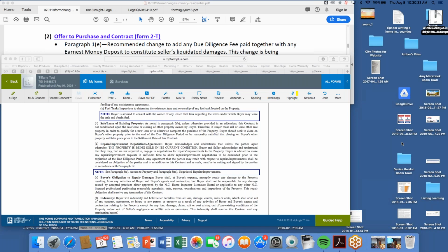There could be scenarios where it does make sense if there's enough money involved in giving the seller confidence. But if there's not, and we're talking about a very skimpy due diligence and a very skimpy earnest money, that's probably not going to be the best solution.